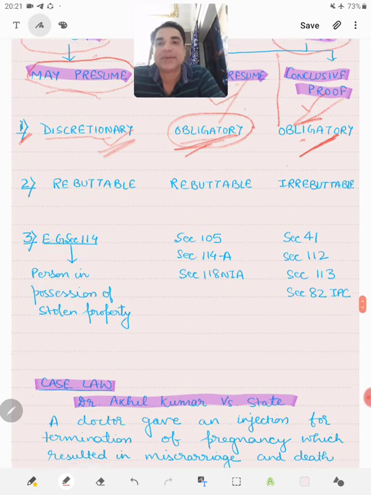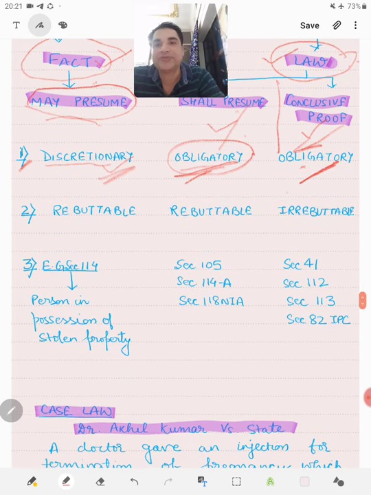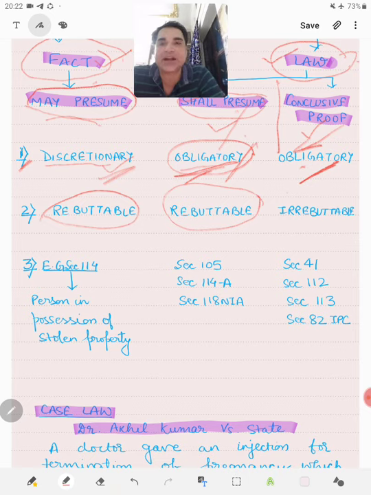Next is rebuttable. The presumptions of facts, wherever there is may presume, are rebuttable in nature. If the court takes it to be proved, the opposite party is free to give evidence to rebut it. Same is the case with shall presume. Though it is obligatory for the court to presume, yet it is rebuttable in nature. Rebuttable in nature means the opposite party can give evidence to rebut it.